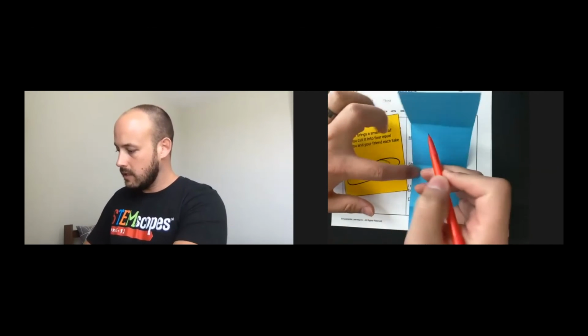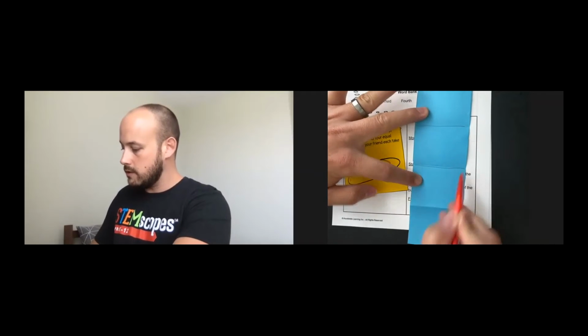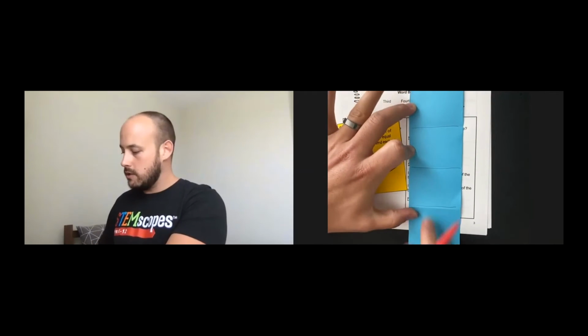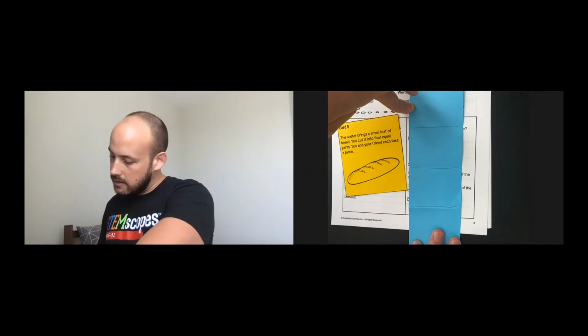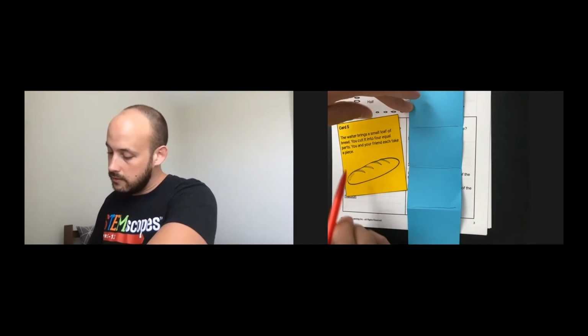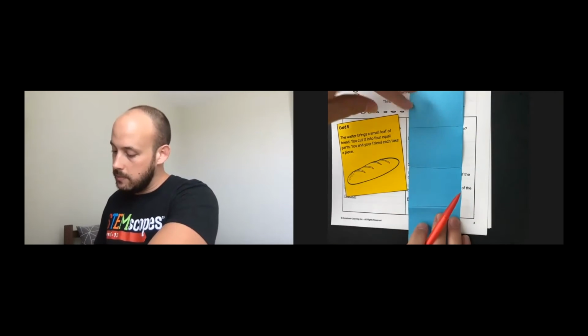And I'll just trace those creases so that you can see them. Do we have 4 equal parts? We sure do. 1, 2, 3, 4. Perfect. And what is the numerator? What do we need to shade in? It says you and your friend each take a piece.